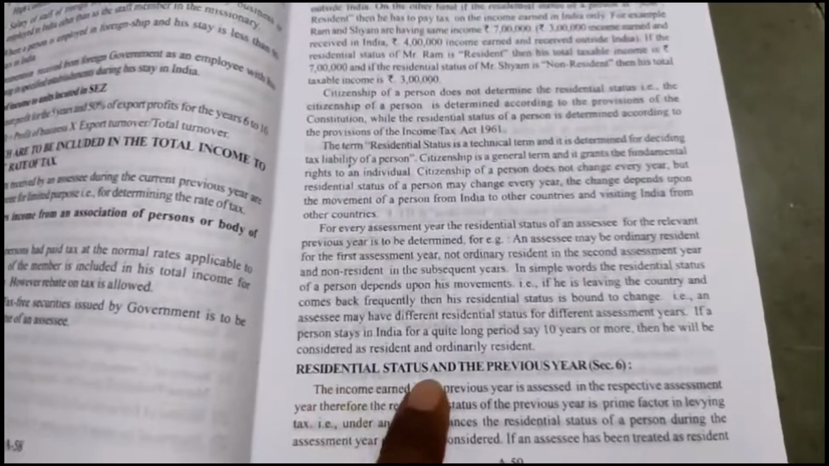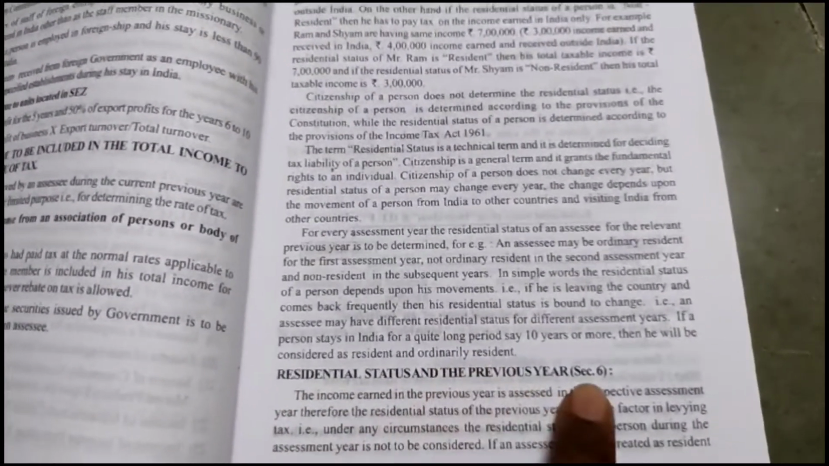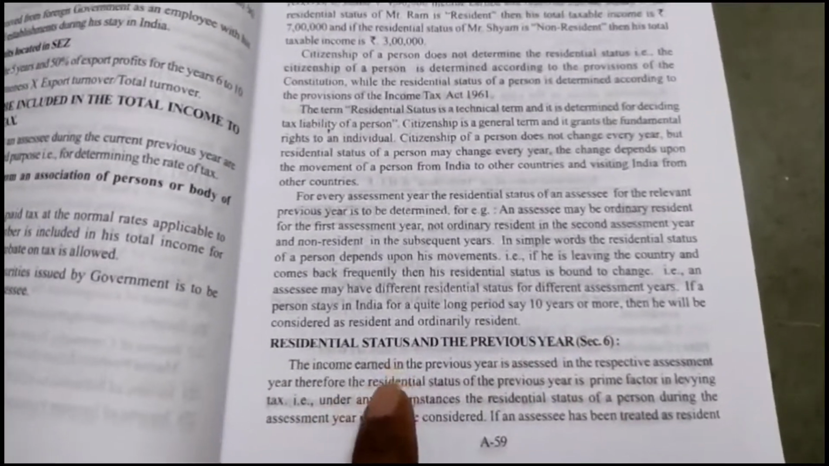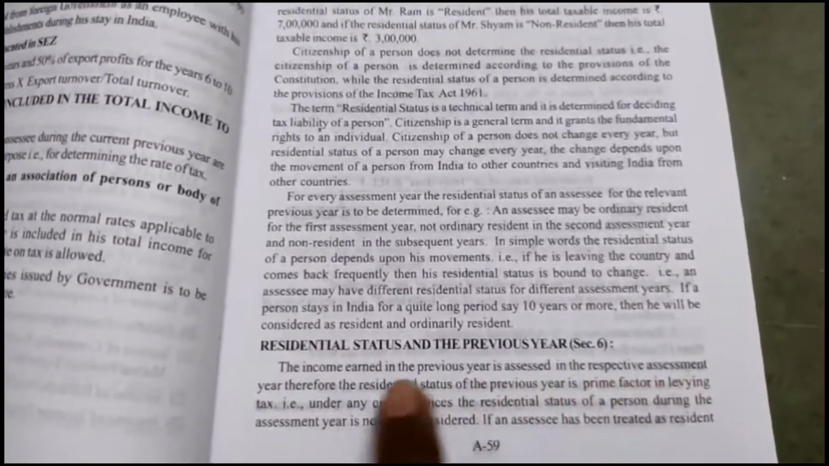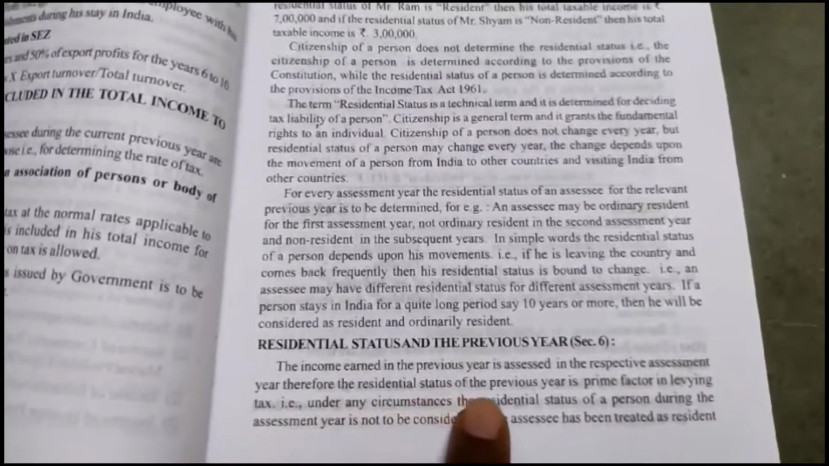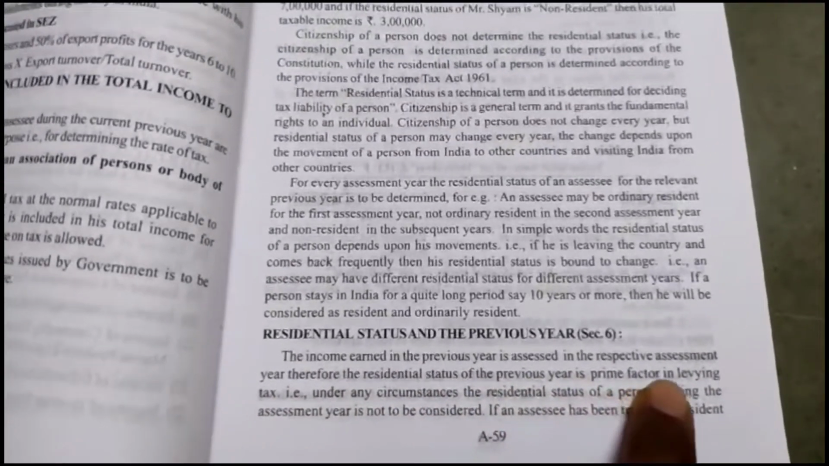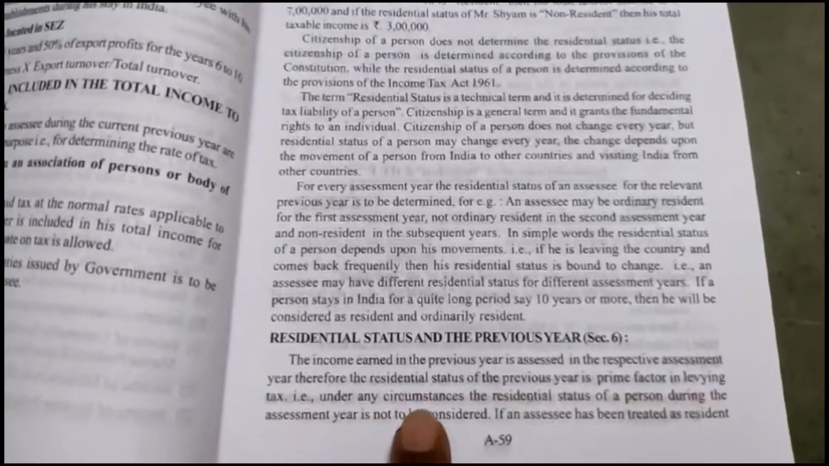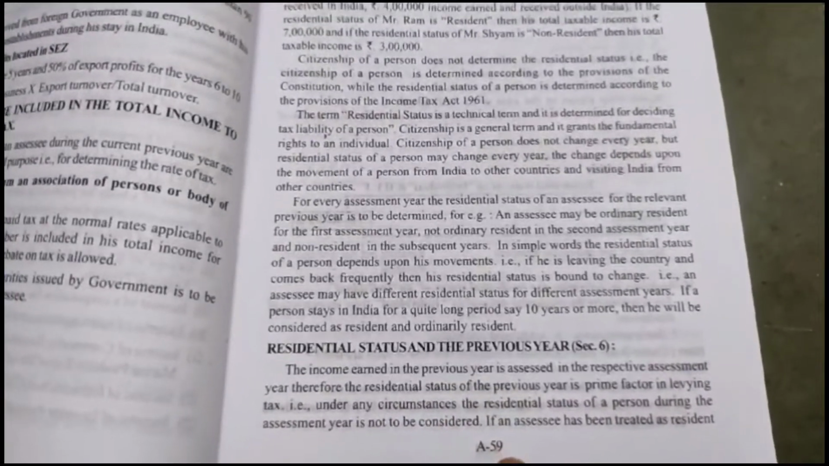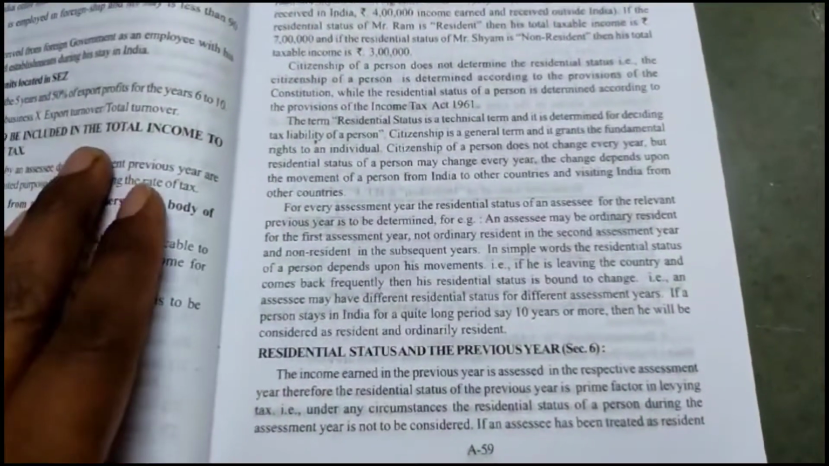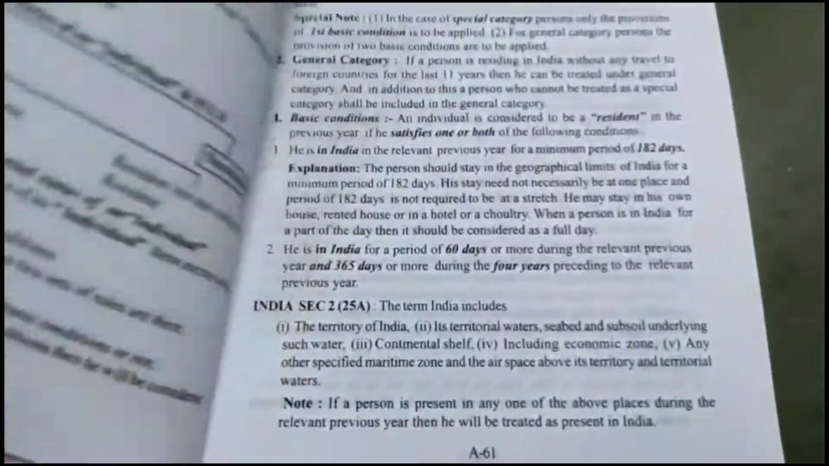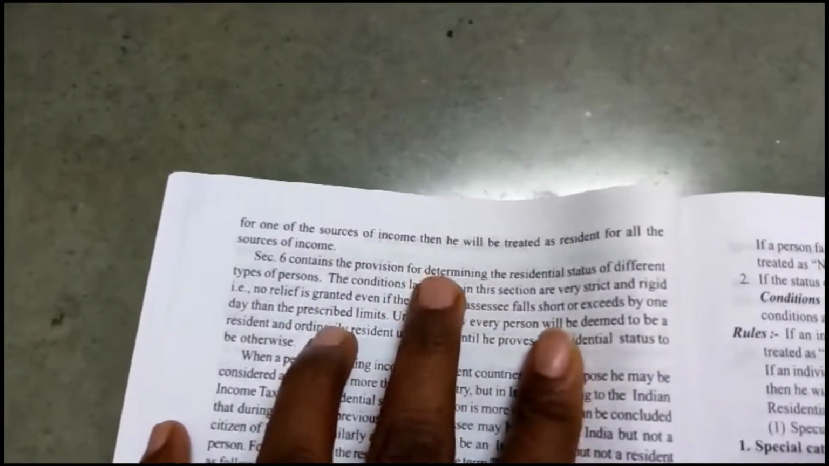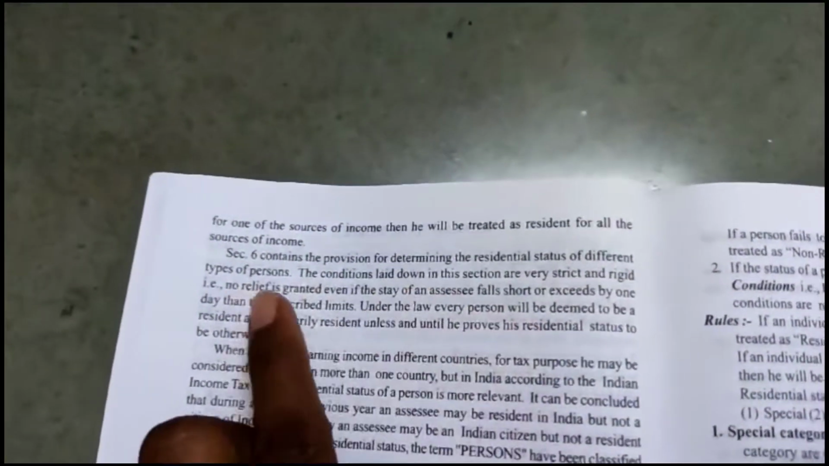Now you see residential status and the previous year. He has given Section 6. The income earned in the previous year is assessed in the respective assessment year. Therefore, the residential status of the previous year is the prime factor in levying tax. Under any circumstances, the residential status of a person during the assessment year is not to be considered. If an assessee has been treated as a resident in one of the sources of income, then he will be treated as resident for all the sources of income.